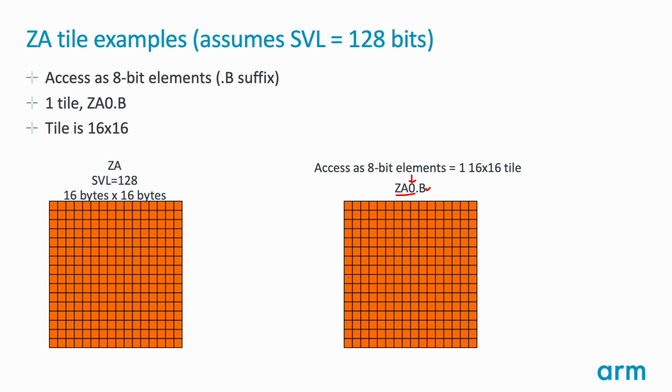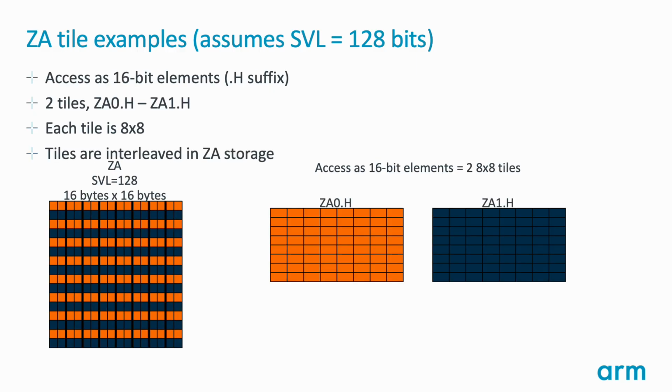Now let us extend this and see what happens if the element that I want to access in the ZDA tile is 16-bit. As we have seen in the previous slides, the number of columns will go half of 16. That is, it will become 8. And the number of rows will be 16. Starting from row 0, all the alternate rows form 1 tile. That is tile 0. The one that is depicted in orange color forms the ZDA 0 tile when the element size is 16-bit for a 128-bit implementation. So there are 2 tiles here.